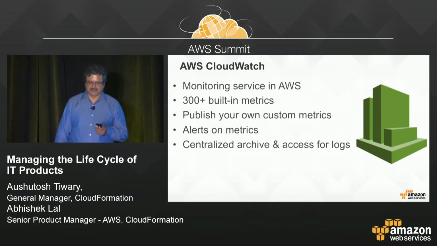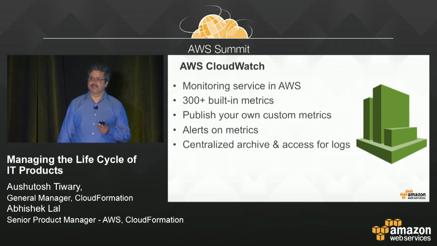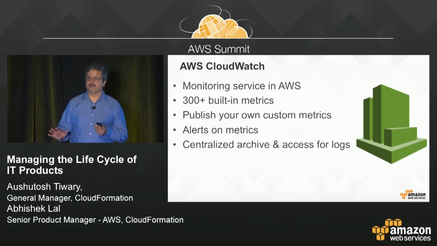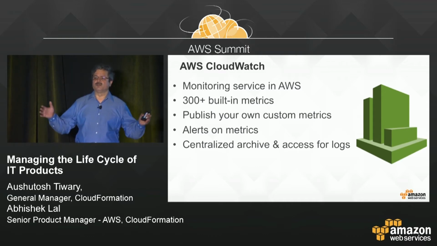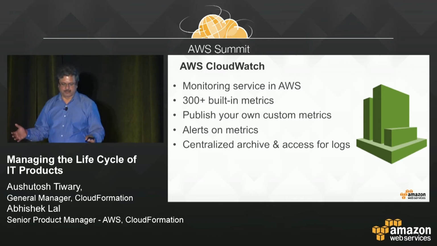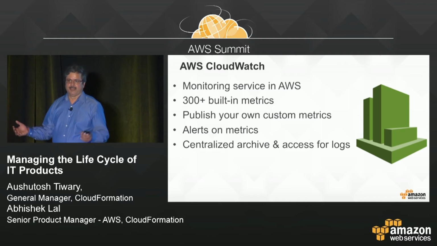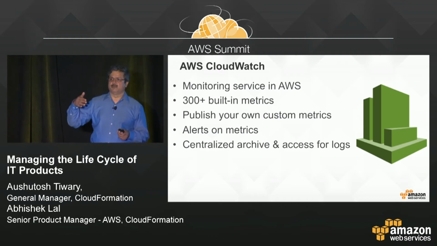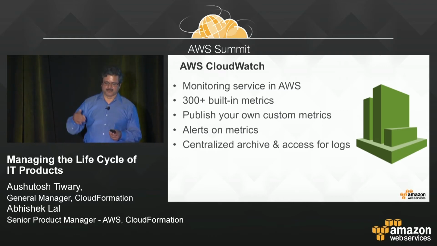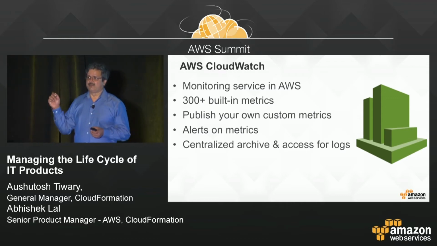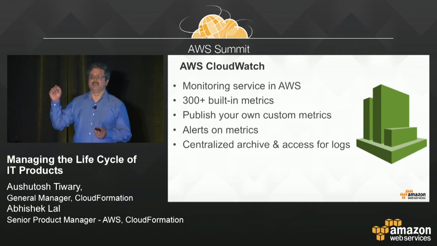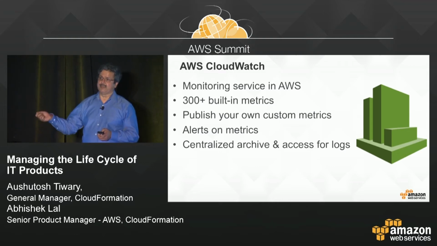CloudWatch is a monitoring service that AWS provides. It has roughly about 300 metrics that are built into it. Wherever those metrics don't suffice, you can always add your own, publish your own custom metrics. It gives you the ability to not just monitor those metrics and view the progress of those metrics, but also set up automated alerts on those metrics. And it provides you a place where you can centrally store logs that you're monitoring and archive them so that you can go back in time and look at those again.